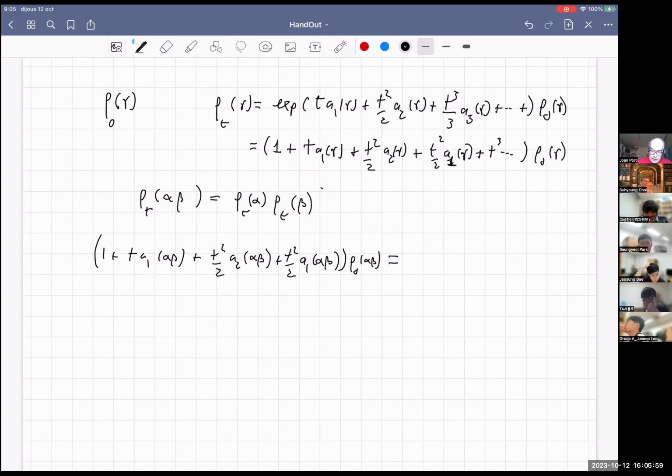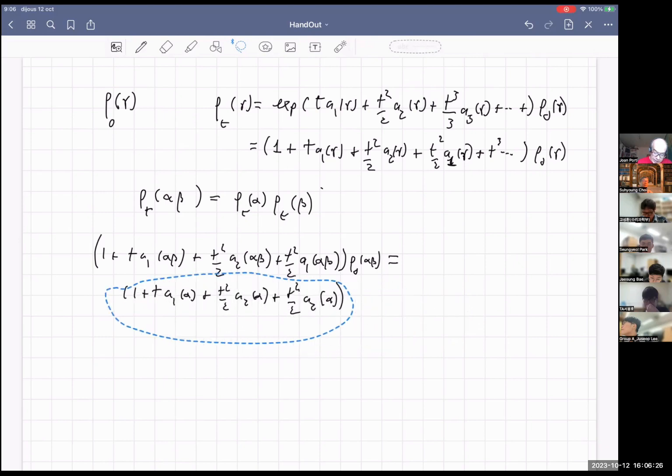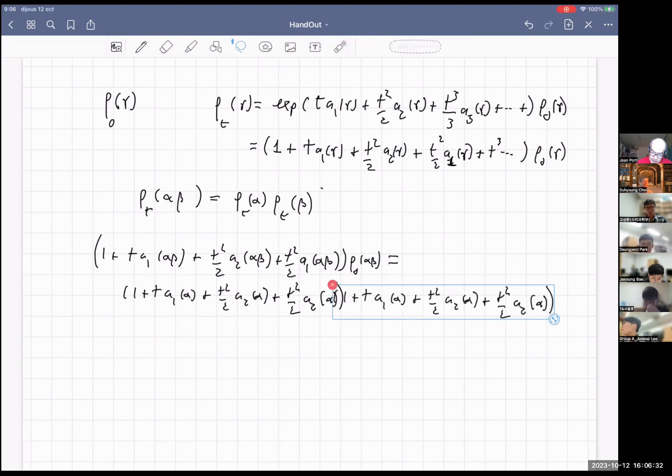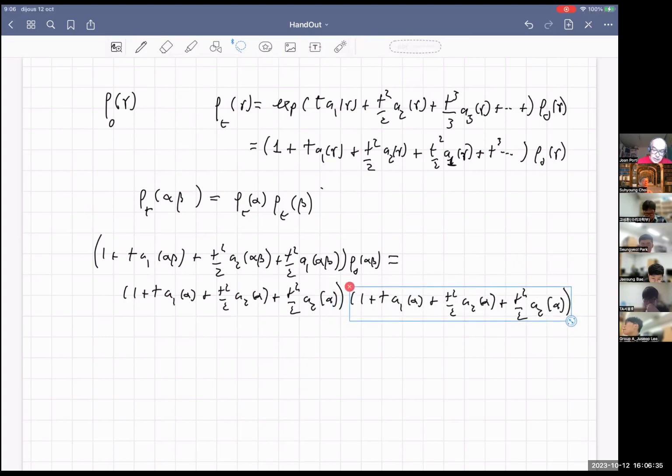This is equal to, I have 1 plus T A1 of alpha plus T squared over 2 A2 of alpha plus T squared. I'm doing something wrong, I'm sure, but F2 of alpha, and same thing for beta. I move this like this, copy, paste, and delete the small one. I put betas here, yeah?